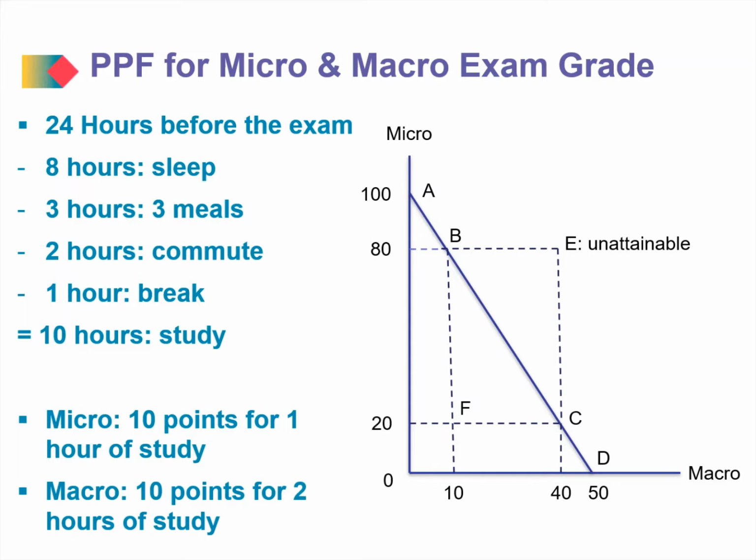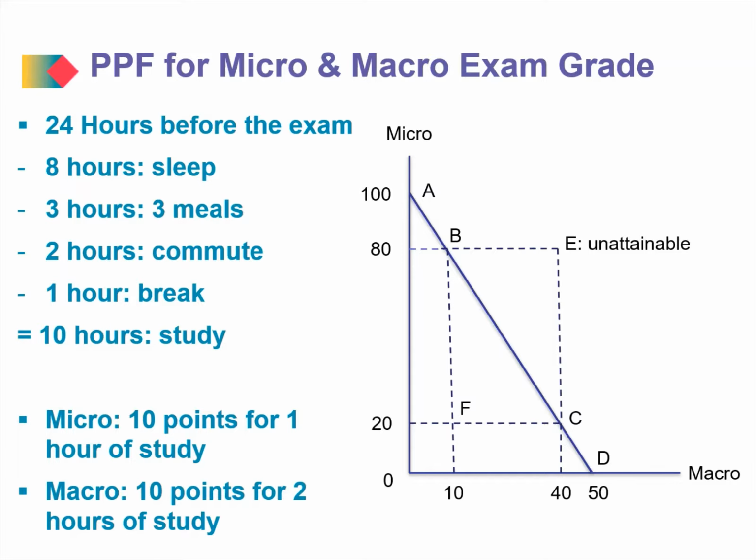So the PPF line shows the maximum combination of your exam grades at the given resources of 10 hours, and with your current knowledge of microeconomics you gained from the regular study. Production efficiency is achieved at points on the PPF. You can change the combination of your output among A, B, C, and D by reallocating your resources.